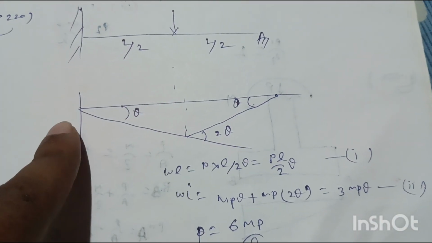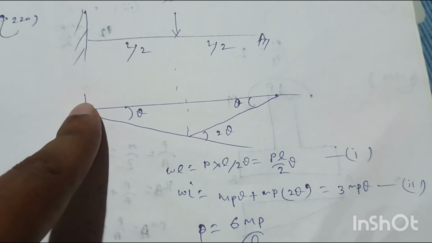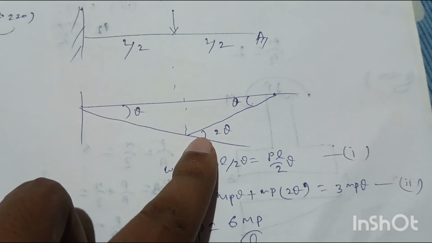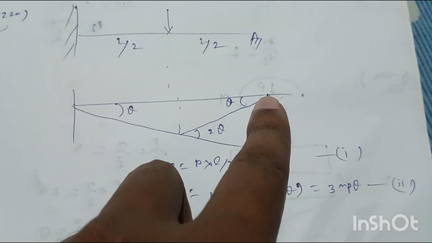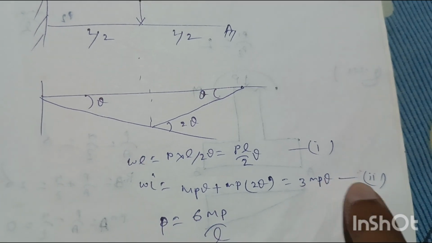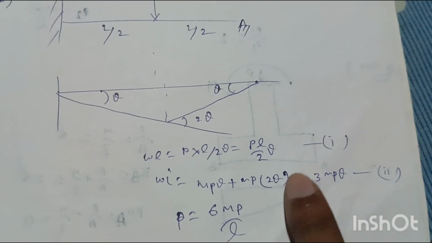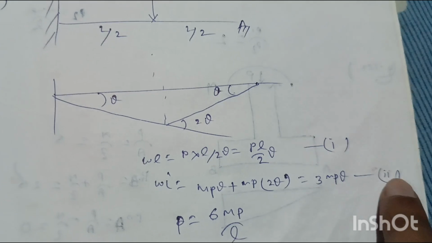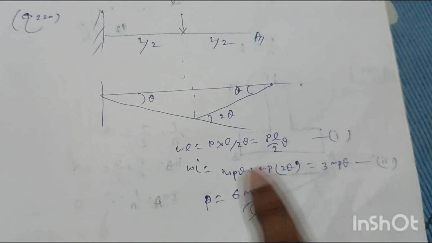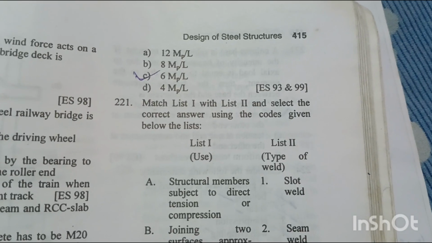And internal work done will be equal to moment into rotation at this point, MP into theta; moment into rotation at this point, MP into 2 theta. No internal work at this point. Total internal work done will be equal to 3 MP theta, that is equation number 2. So by the principle of virtual work, if we equate equation number 1 to equation number 2, the collapse load will be equal to 6 MP by L. Option C is right answer.